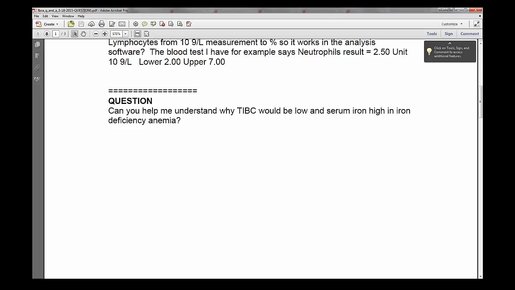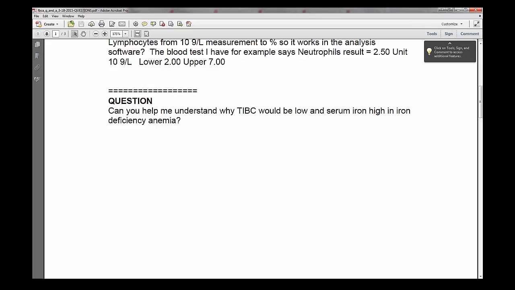So I just want to run through very quickly what that process is. The first question is, where does this element come from? The second is, why would it be elevated? And the third, why would it be decreased? So let's take a look at TIBC through that particular lens. What does TIBC stand for? Total iron binding capacity.